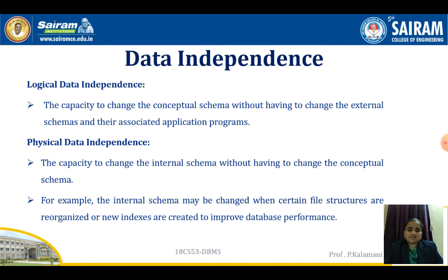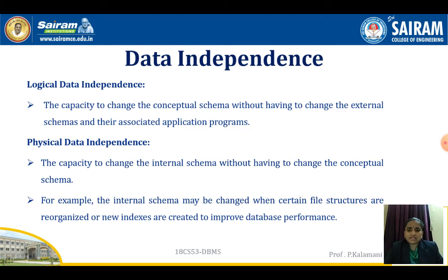Next we will see what is meant by data independence. What are the two types of data independence? First one is logical data independence. Logical data independence means the capacity to change the conceptual schema without having to change the external schemas and their associated programs. That is, changing the lower level schemas without affecting the higher level schemas. That means if we change the conceptual schema, that is the structure, entity, attribute, relationship, it won't affect the view of the database.